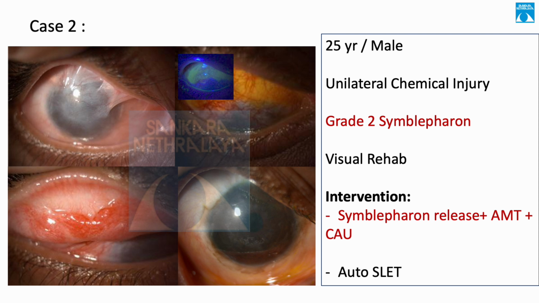A few months later, we took up the patient for an autologous simple limbal epithelial transplant, and you can see a well formed fornix with a clear cornea 3 months following the transplant.